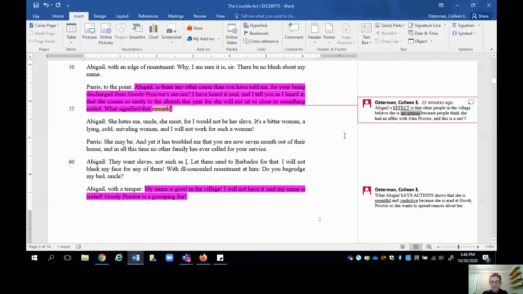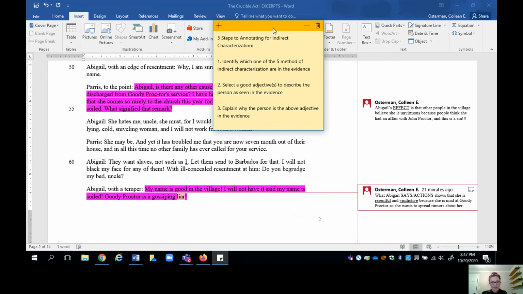What Abigail says or her actions, now you could use either here because she says she's a gossiping liar, but spreading rumors is an action or behavior. So what Abigail says or her actions show that she is resentful and vindictive because she is mad at Goody Proctor, so she wants to spread rumors about her. We took these 3 steps.